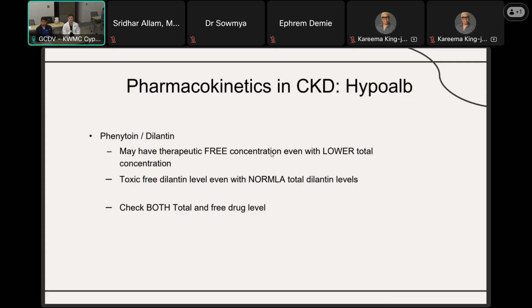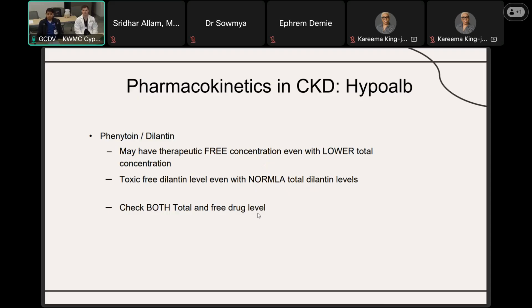So for medications that are highly protein bound, it is recommended to check both the total as well as the free drug level, because that will give you an idea about the effect of hypoalbuminemia on the total level. At the same time, the free drug level is what manifests as the therapeutic as well as the toxic level. Is that clear? Is that confusing?